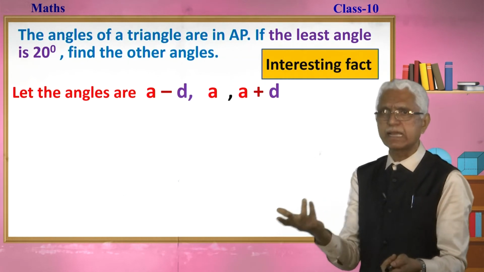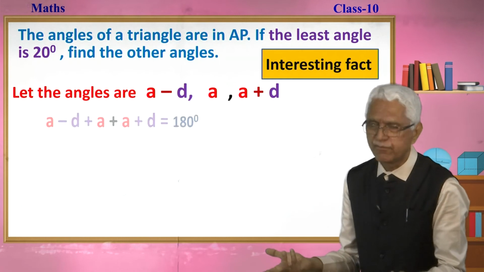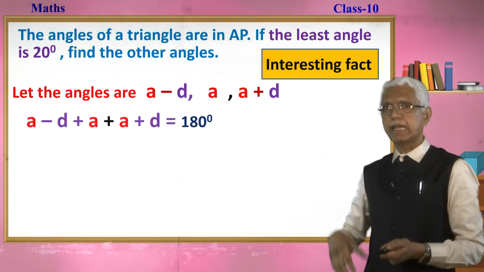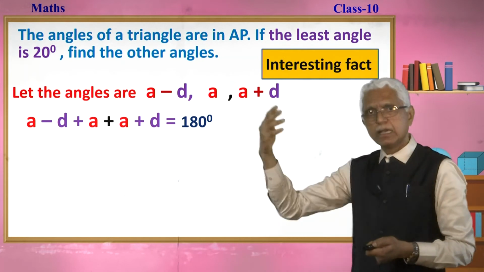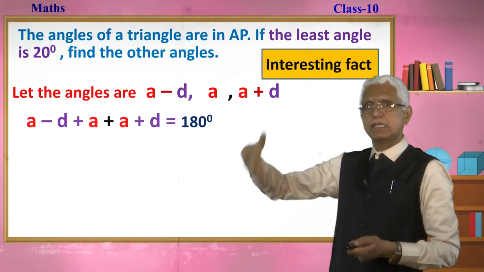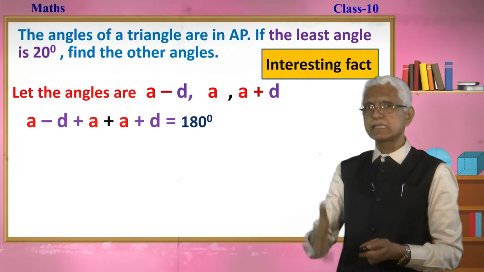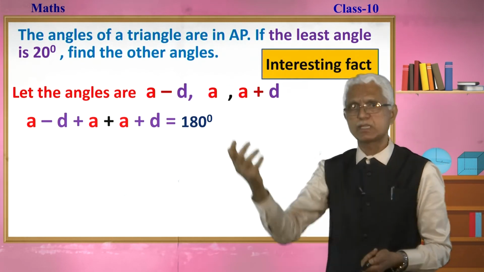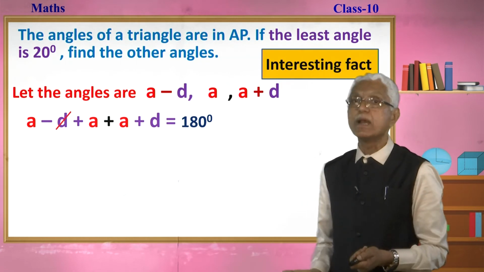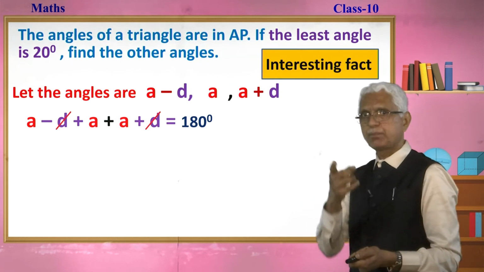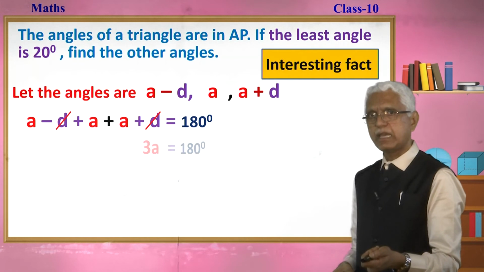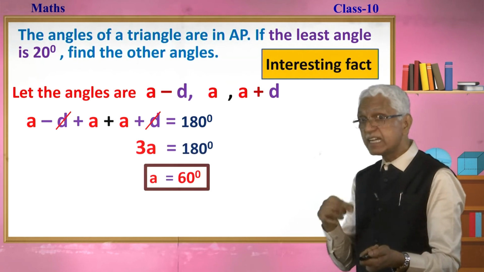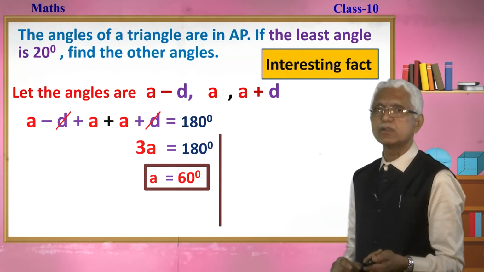Okay, sum of 3 angles is given to be 180. Everybody knows. So a minus d is the first angle, a is the second angle, a plus d is the third angle. A minus d plus a plus a plus d is equal to 180. Who is getting cancelled? Minus d and plus d are getting cancelled. Then a plus a plus a is 3a. 3a is equal to 180. Correct? A is equal to 180 divided by 3. A is equal to 60.